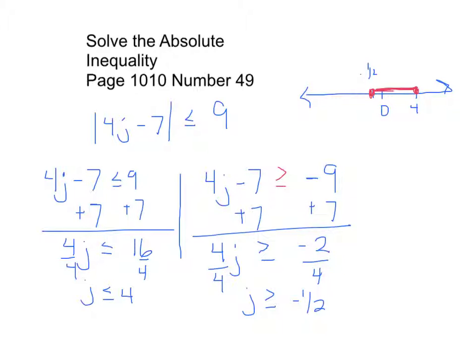Anytime that you color in between, you can write it where the variable is in between the two answers. So I'm going to write my least answer here, my negative 1/2, and then making sure that I follow from negative 1/2 and get the direction of my inequality right. So negative 1/2 is smaller than or equal to j, and then j is also smaller or equal to 4, and this is my correct answer.